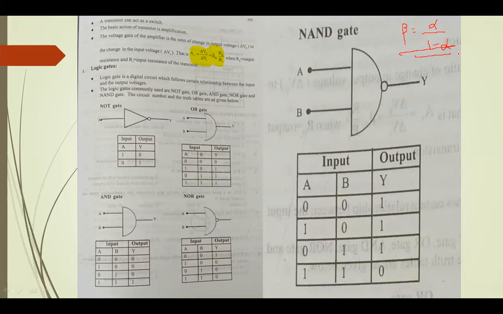Next, logic gates. What is a logic gate? It is a digital circuit which follows a certain relationship between the input and output voltages. We have basically three basic gates: NOT gate, OR gate and AND gate. NOR and NAND gates are the universal gates, since using these gates you can define all the basic gates. That is the only intention.